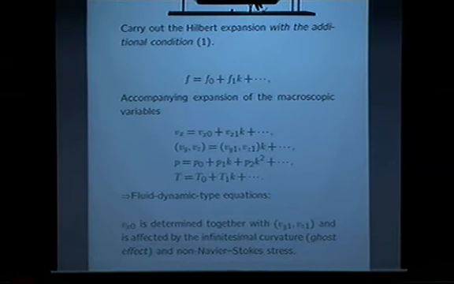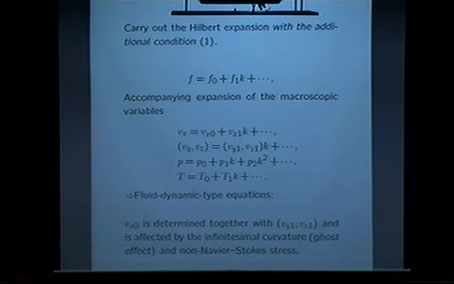In the Hilbert expansion, the macroscopic variables are also expanded in the Knudsen number. The main flow starts from order 1, and the other component starts from order Knudsen number. That is nearly parallel flow. The pressure starts at order 1, and the temperature starts at order 1. If we carry out the Hilbert expansion, we get the fluid dynamic type equations.